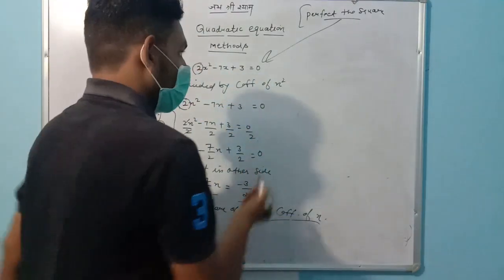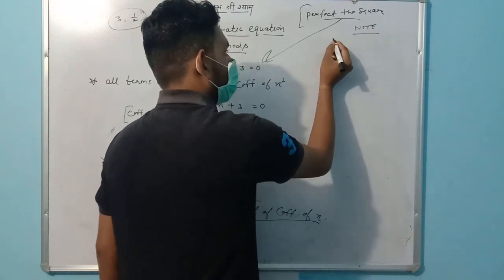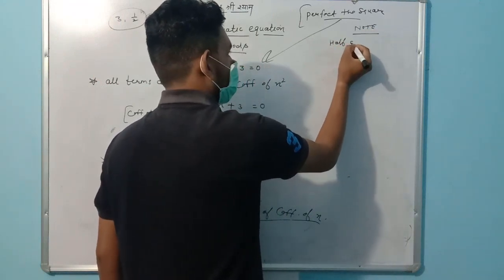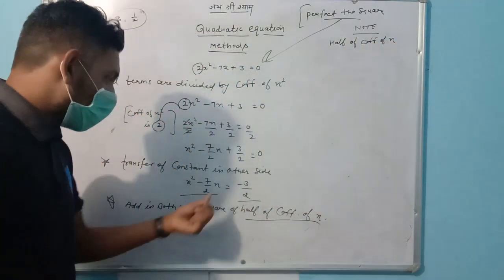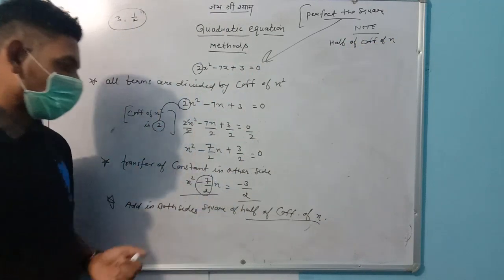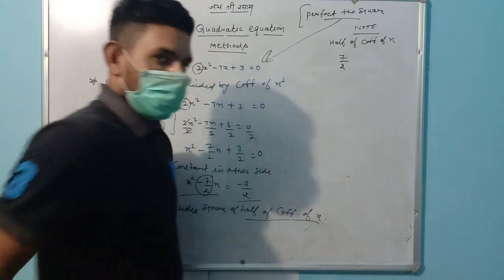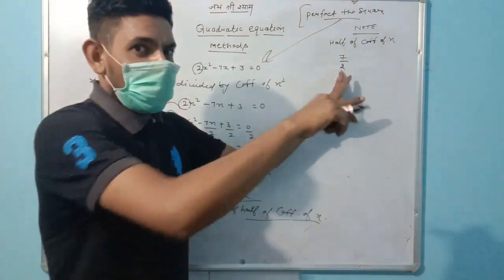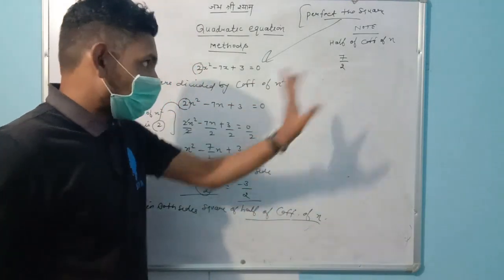Okay, student? Then we make a note here. First we do half of coefficient of x. Student, what is the coefficient of x here? 7 upon 2 only. Note we write down here with this sign. Okay, students? Only numbers, only coefficient. Okay. Then 7 upon 2.